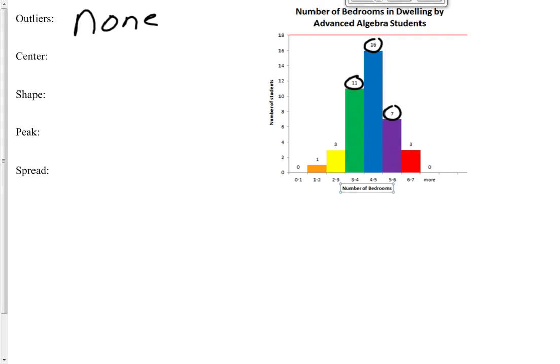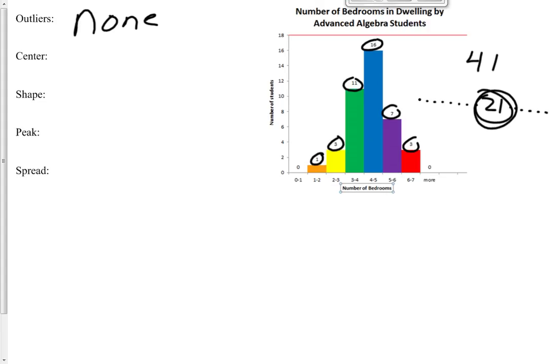The center is where the middle bar is, or the middle data entry is. So once again, we would have to add up all of these data entries. So what's 1 plus 3 plus 11 plus 16 plus 7 plus 3? If we add up all those, we would get 41. There are 41 students. So that means that the 21st student, there would be 20 below, and then you get 21, and then there's 20 above. That would make 41 students. So the 21st data entry is the center of the histogram.